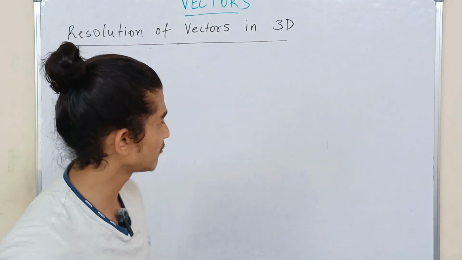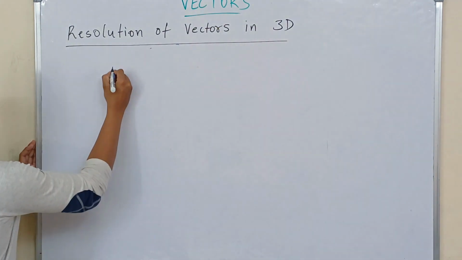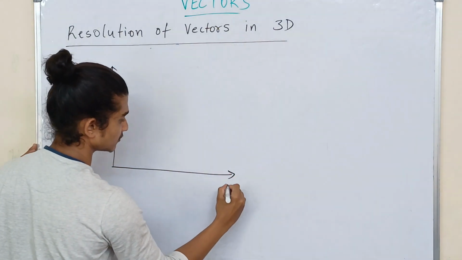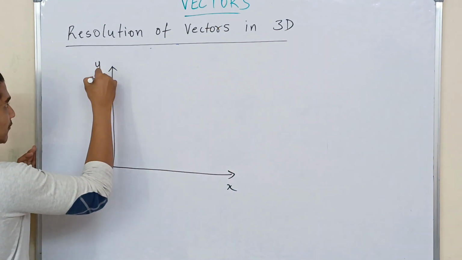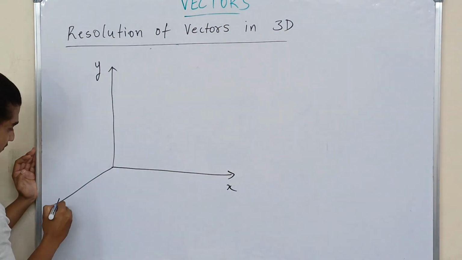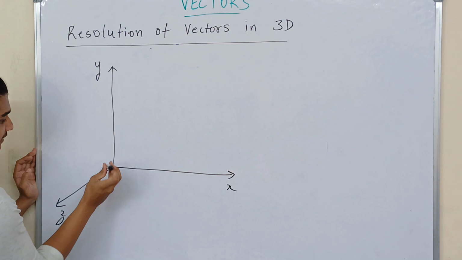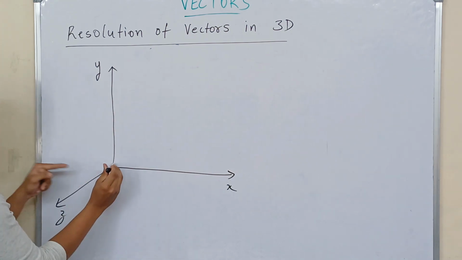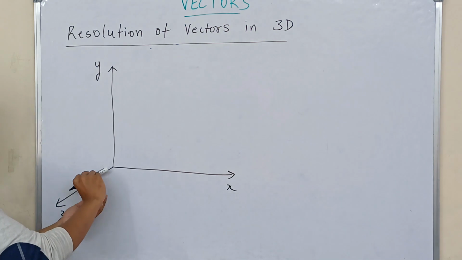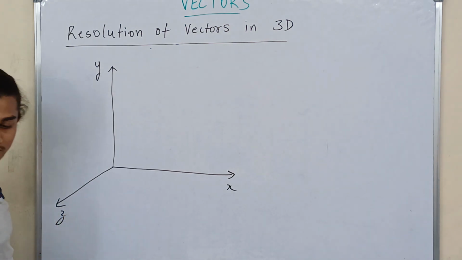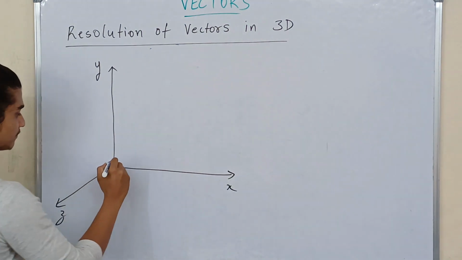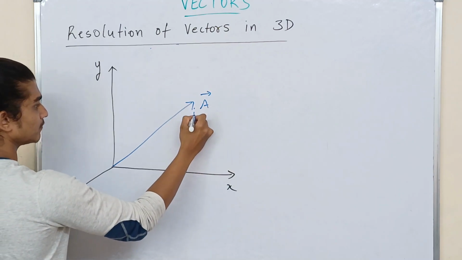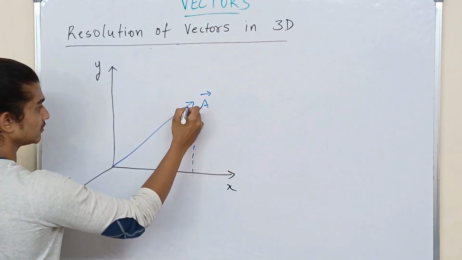It's quite a simple thing. So I'm going to write the 3D axes over here. This is my x-axis, this is my y-axis, and the z-axis is going to be like this. Since I can't draw it in the plane, I'm going to write it in this form. So the z-axis is out of the plane. So my vector is going to be my a vector, and again I'm going to drop the perpendiculars.